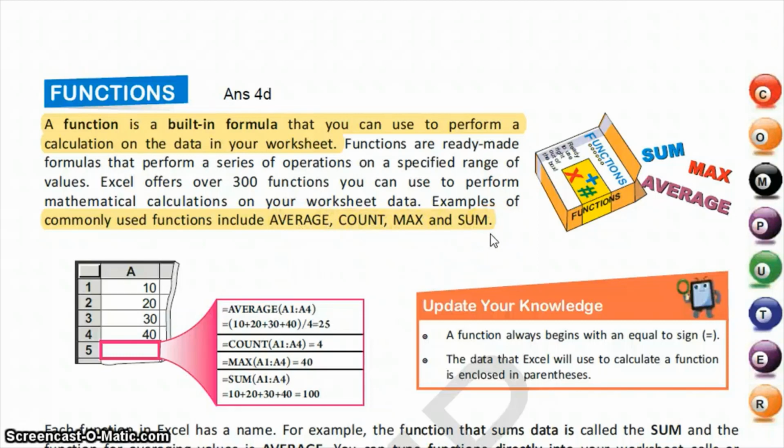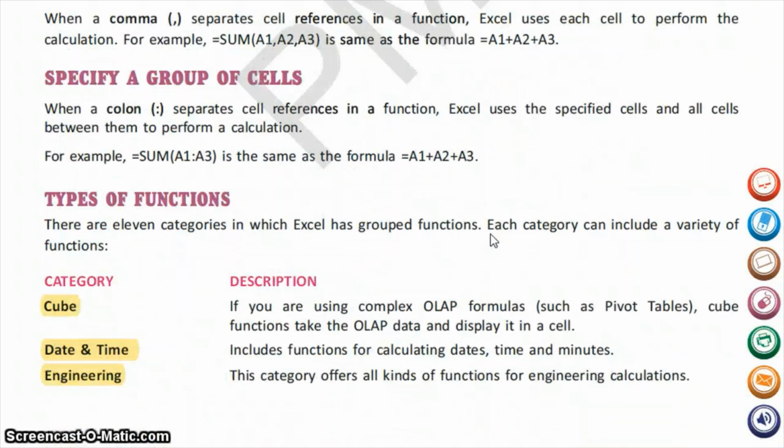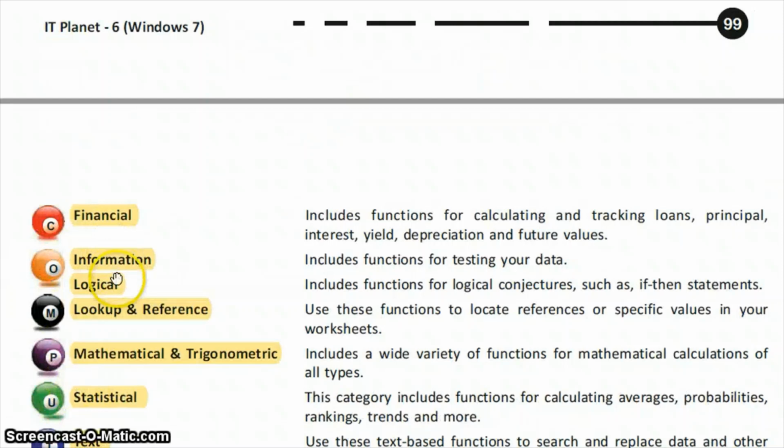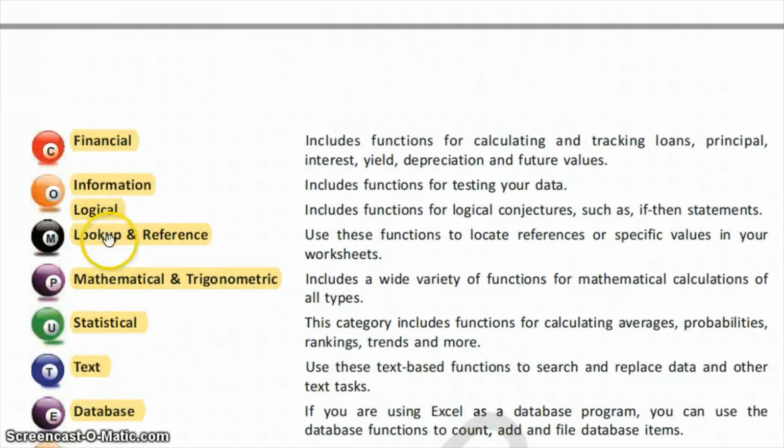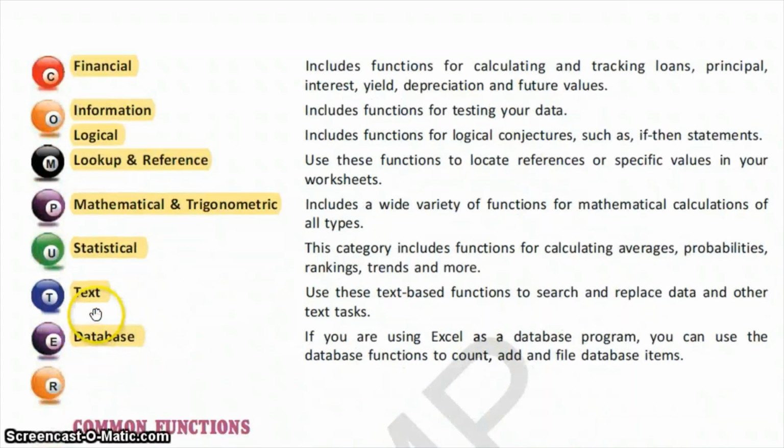And the second part of the question is you have to name the different types of functions. So the types are given here. You need not write the description, just the names of the functions like cube, date and time, engineering. So the different types of functions are cube, date and time, engineering, financial, information, logical, lookup and reference, mathematical and trigonometric, statistical, text and database. So this was the answer of 4D.